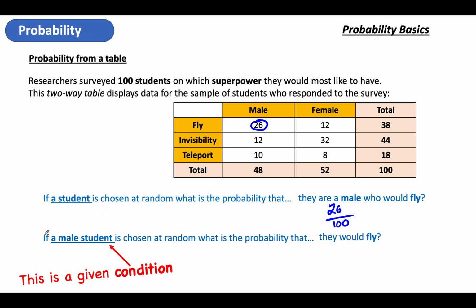This second sentence is saying if a male student, so we know we're just talking about the males, what's the probability that they would want to fly? Well, it's 26 again, but this time, because it says it's male, we know it's out of just the men, so it has to be out of 48. Notice I'm not simplifying my fractions here. When we're talking about probability and we're doing fractions, unless it says to simplify, usually we don't. There are good reasons to do that, which we'll come on to when we do the probability trees. But unless it says to simplify, we don't usually bother. We leave it as it is. All right? Okay, so watch out for these given conditions.